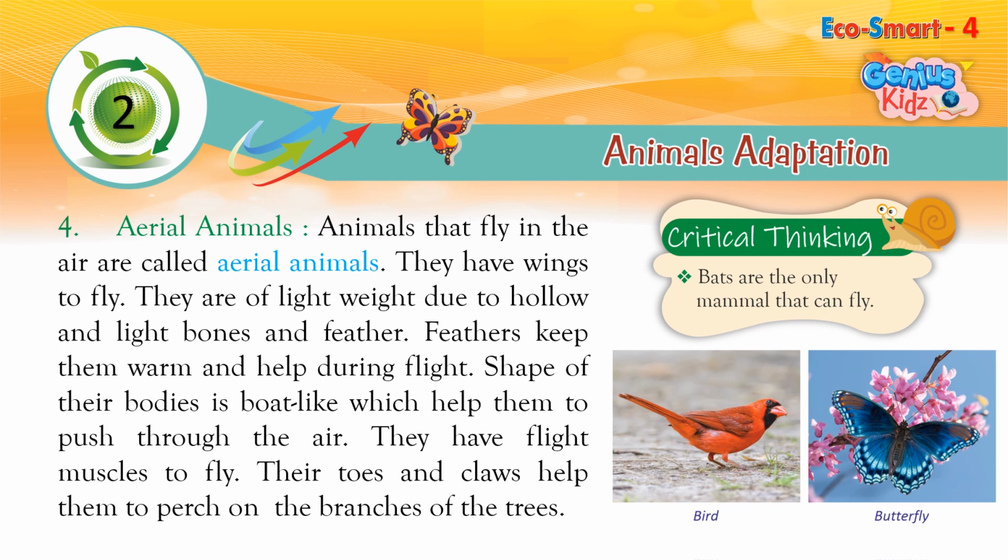4. Aerial animals. Animals that fly in the air are called aerial animals. They have wings to fly. They are of light weight due to hollow and light bones and feathers. Feathers keep them warm and help during flight. The shape of their bodies is boat-like, which helps them to push through the air. They have flight muscles to fly. Their toes and claws help them to perch on the branches of the trees.